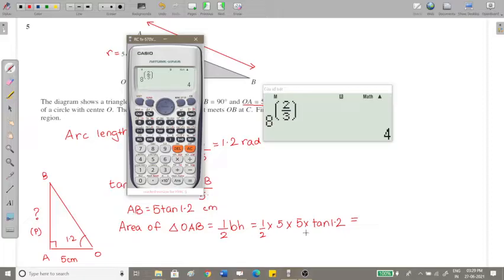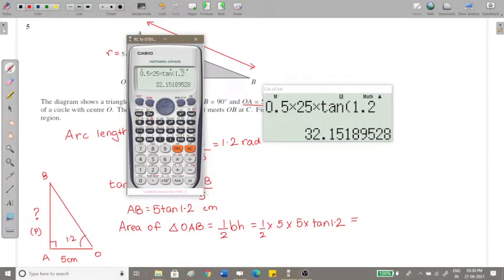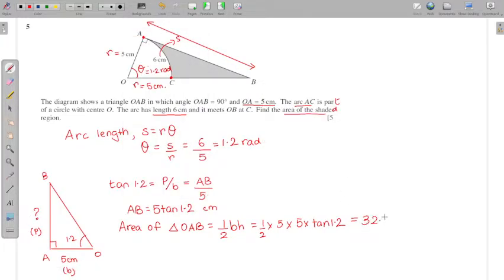So before we calculate this, please ensure that your calculator is in radians mode because the angle is in radian. So switch your calculator to radians mode if it is not already in radian mode. And once you're done with that, the value should be 0.5, half, into 5 times 5 is 25, into tan of 1.2, and that comes to 32.15. So 32.15 centimeter square is the area of this right angle triangle.